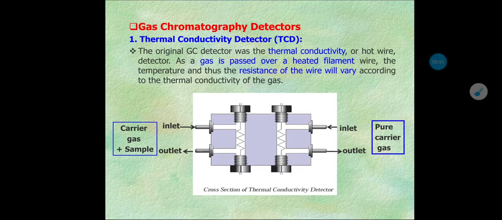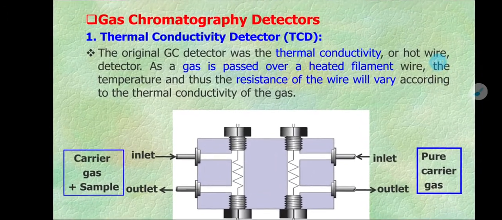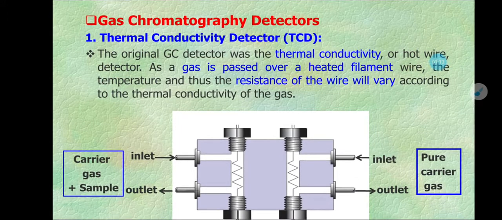That will depend on the mobile phase, which mobile phase you have used, and then you can decide the detector for the gas chromatography. Now let us discuss one by one. So the first and most used detector is the thermal conductivity detector. Shortly we can say TCD detector.